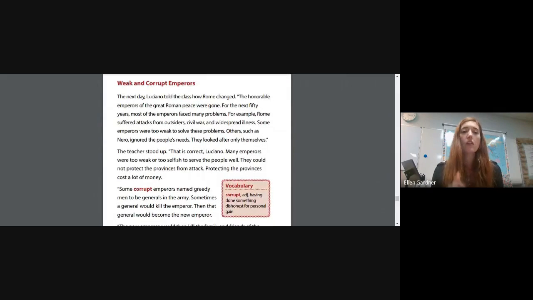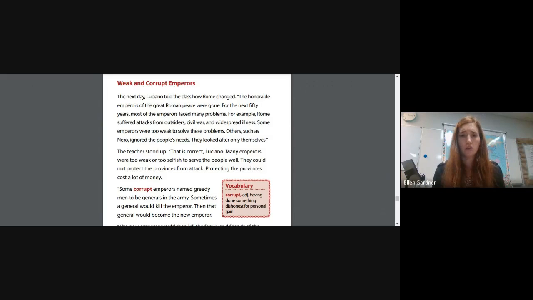So the next day, Luciano told the class how Rome changed. They just said, things are changing after the Pax Romana, or time of Roman peace. Let's see why. The honorable emperors of the Great Roman Peace were gone. For the next 50 years, most of the emperors faced many problems. For example, Rome suffered attacks from outsiders, civil war, and widespread illness.